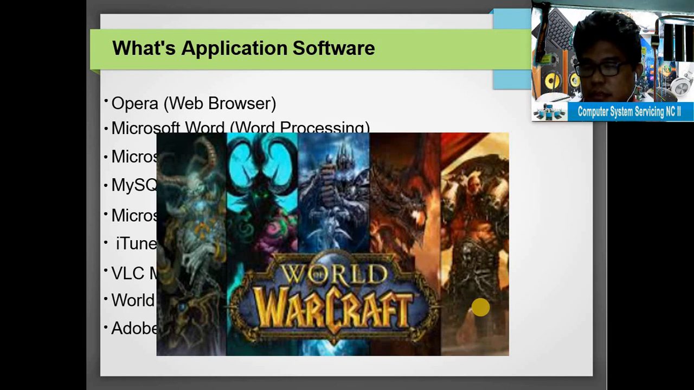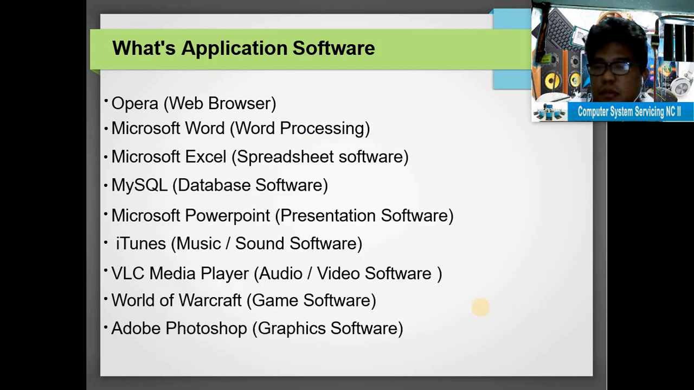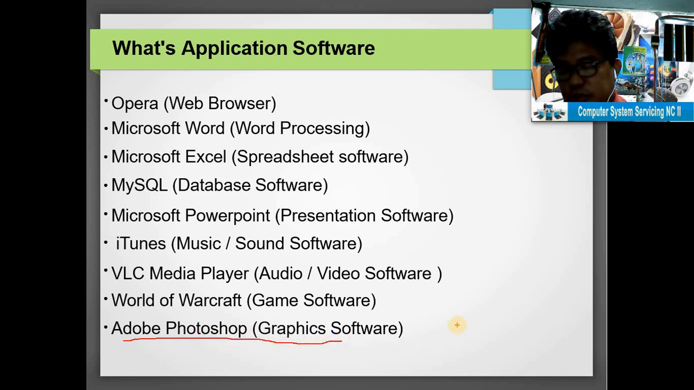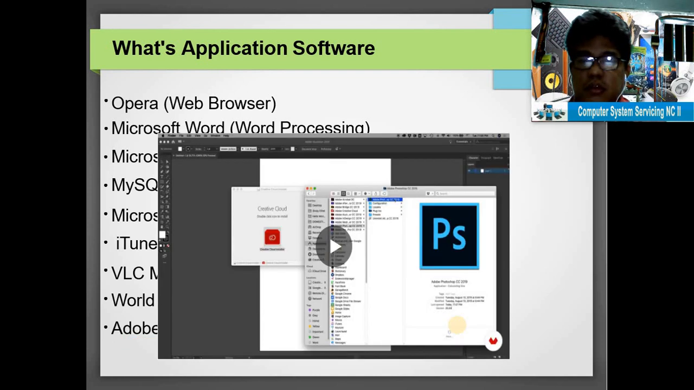Next to World of Warcraft, I have Adobe Photoshop. Graphic software, I use this for editing my picture or editing any images that I would like to use. So, yan po yan. Photoshop version is CS6. Okay? Iba-ibang version na po yan. Photoshop for graphics software.